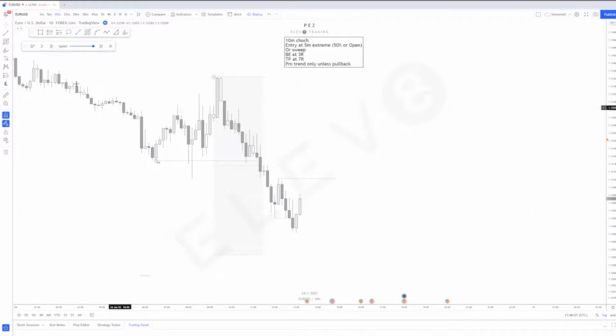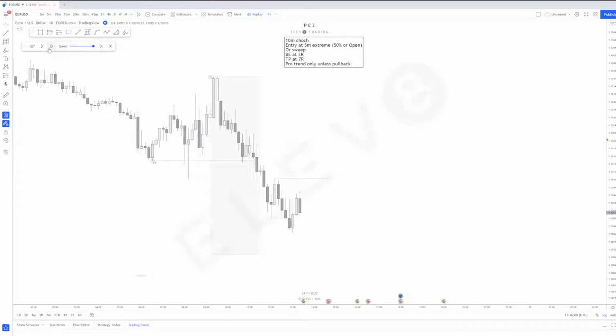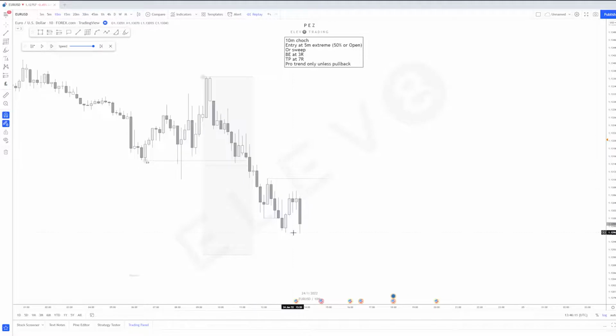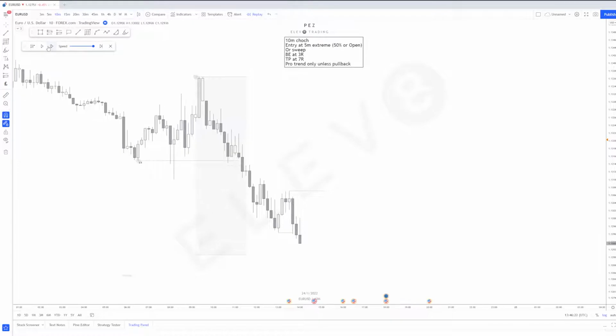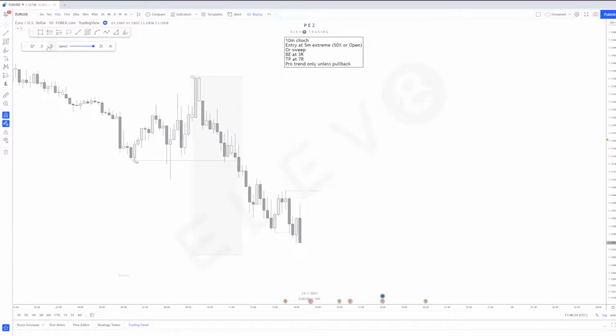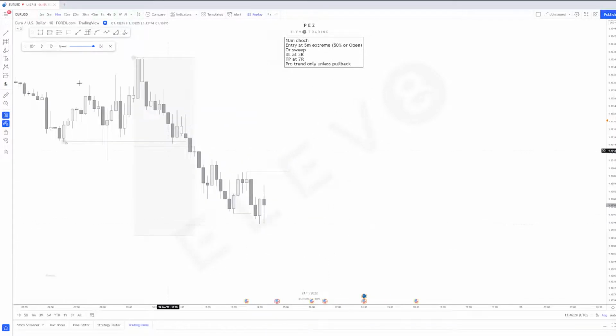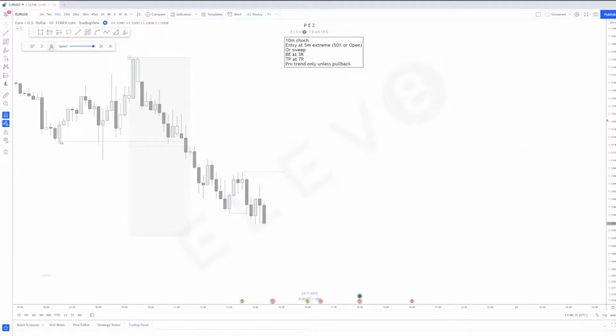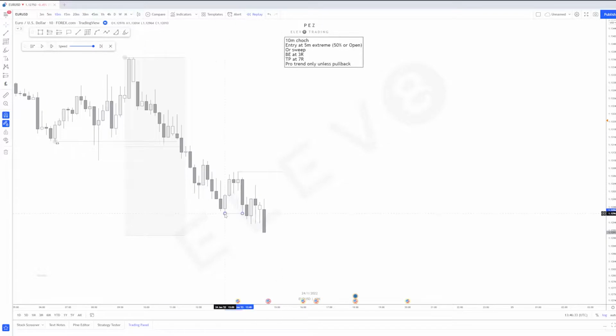So we get a pullback, and then we break the low again. So my alert goes off. I reposition my change of characters. So we get a pullback here, then alert goes here at the low, and then alert goes off, and the high is this one.